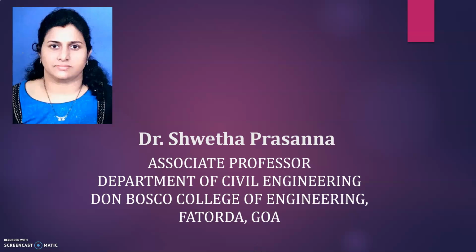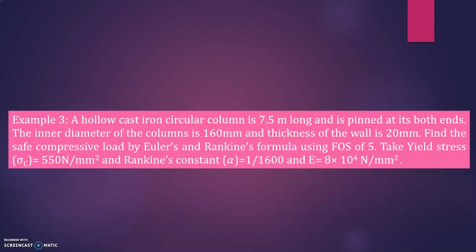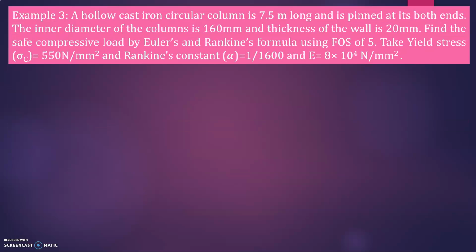Hello, my dear students. Let us take one more example on columns and struts. A hollow cast iron circular column is 7.5 meter long and is pinned at both ends. The inner diameter of the column is 160 mm and the thickness of the wall is 20 mm. Find the safe compressive load by Euler's and Rankine's formula using a factor of safety of 5.